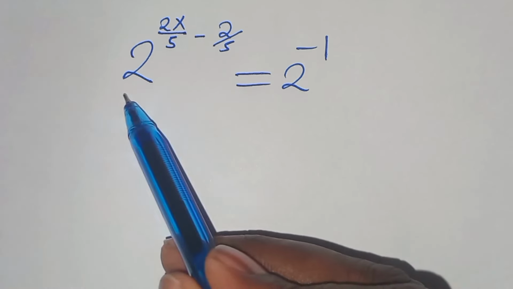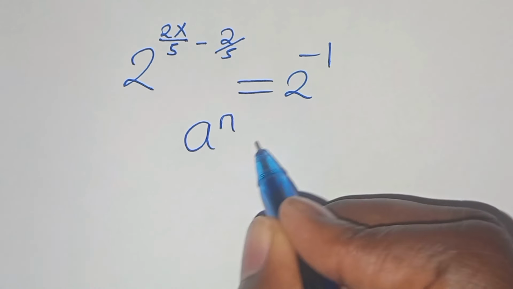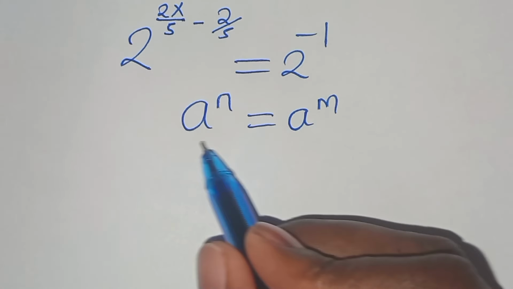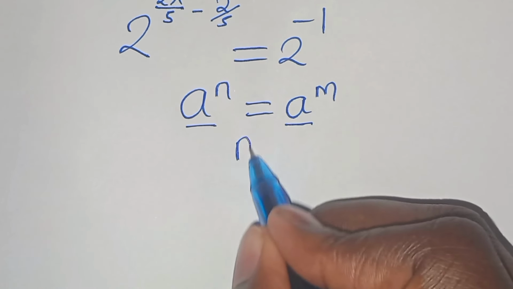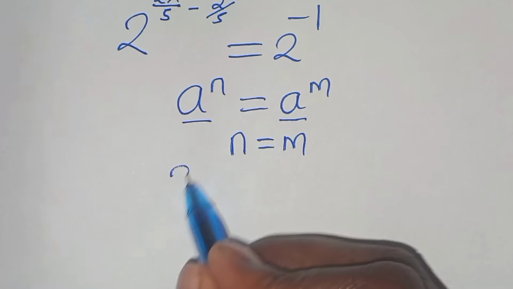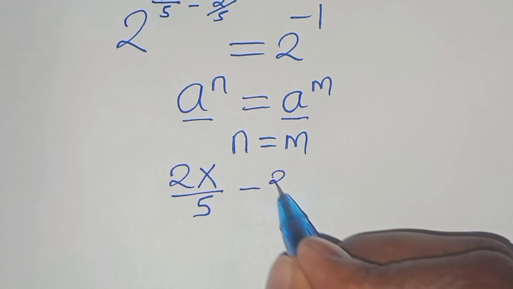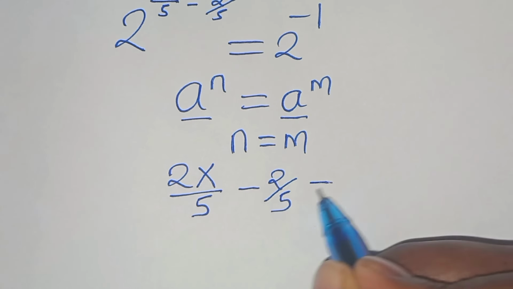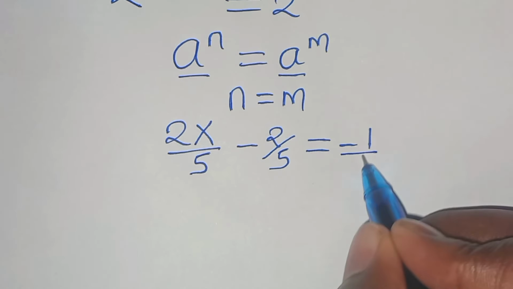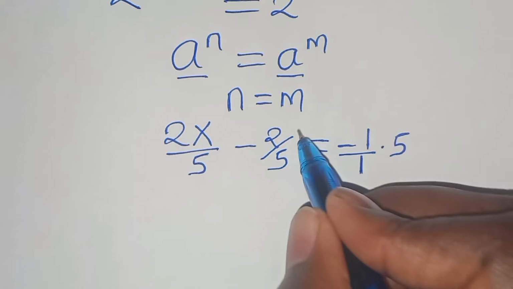Now we're saying that since the bases are common here, that is a to the power of n is equal to a to the power of m, the bases are common here, then exponent n is equal to m. So this implies that 2x over 5 minus 2 over 5 is equal to minus 1. Minus 1 is a whole number, so this is over 1. The LCM is 5, so let's multiply everything by 5 here.